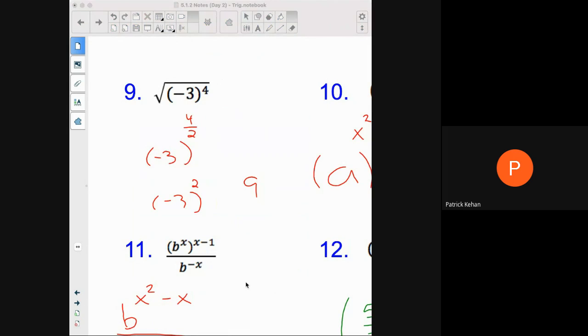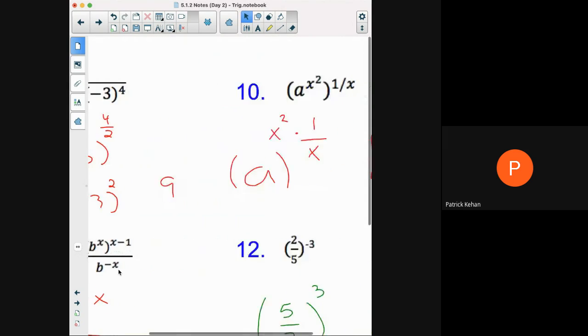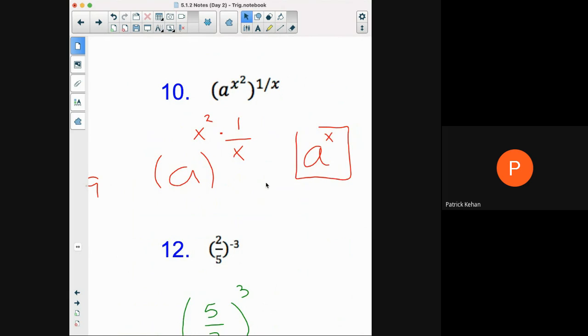Whoops, excuse me. Okay, complicated looking, right? A to the x to the 2nd power raised to the 1 over x power. So just because I showed you how to convert from radicals to fractional exponents and vice versa in the last example, doesn't mean you want to do that. Actually, radicals cause a lot of trouble. So whenever you can convert that radical into a fractional exponent, it's going to be a benefit.